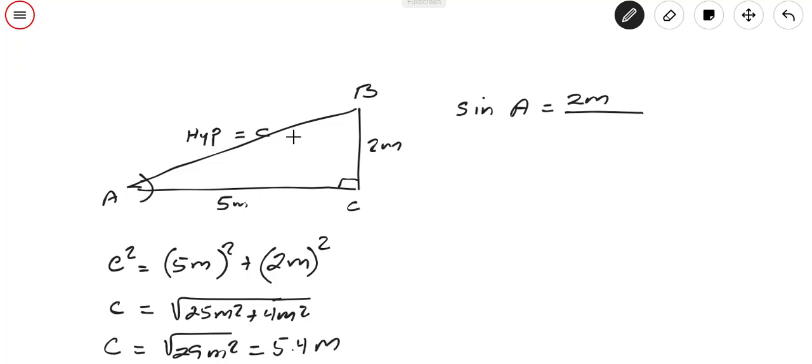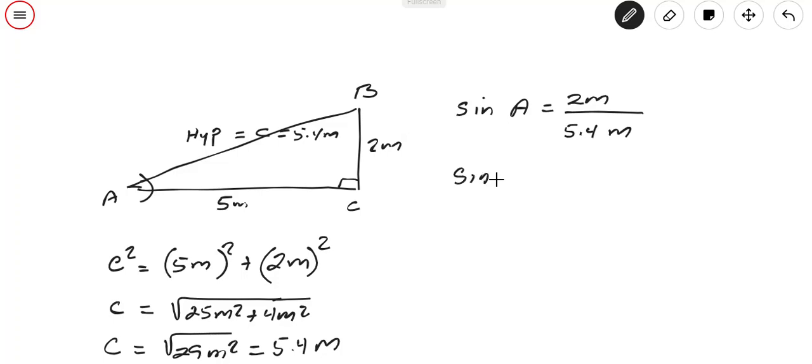So if I found here that c is 5.4 meters, now I am ready to find the sine of A. Because sine of A is the opposite side, that is 2 meters, over the hypotenuse that is 5.4 meters. Right?